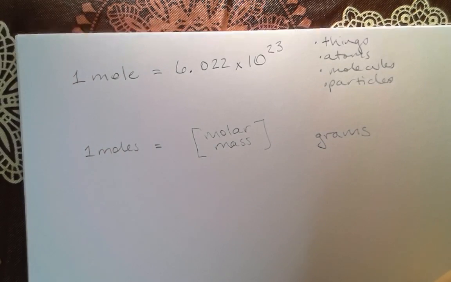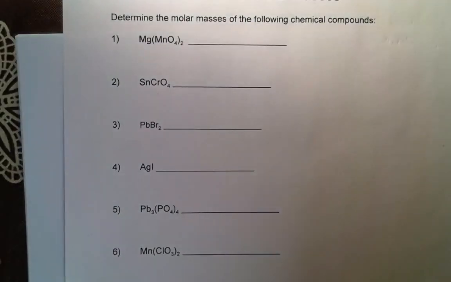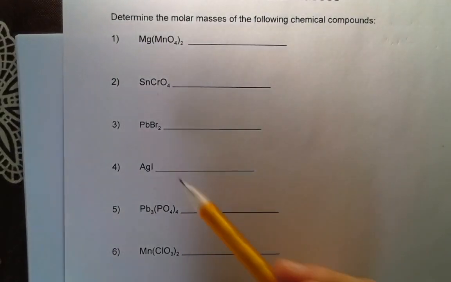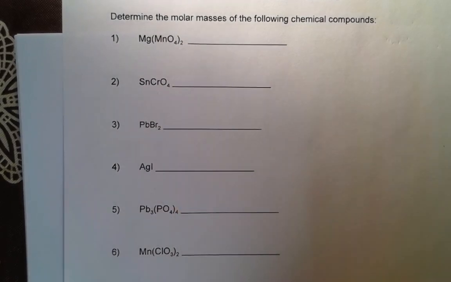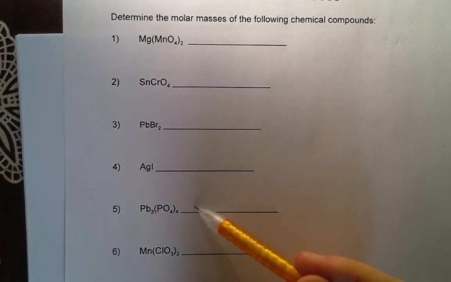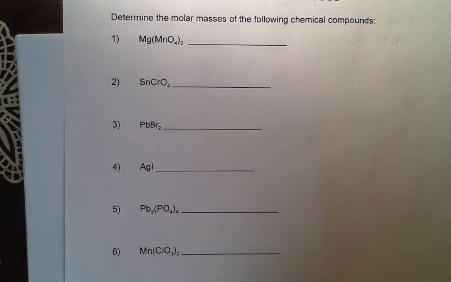And you're gonna notice that your molar mass can change. So the molar mass of silver iodide is different than the molar mass of lead 4 phosphate, is different from the mass of any of these other things. Mass is determined by what the thing actually is.